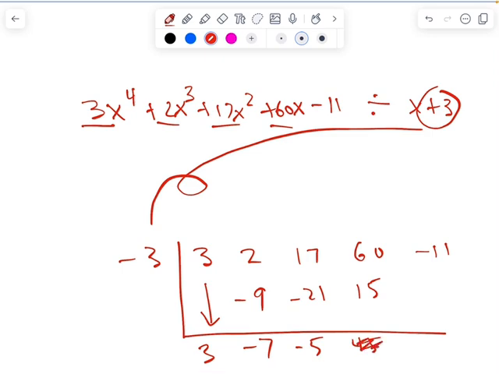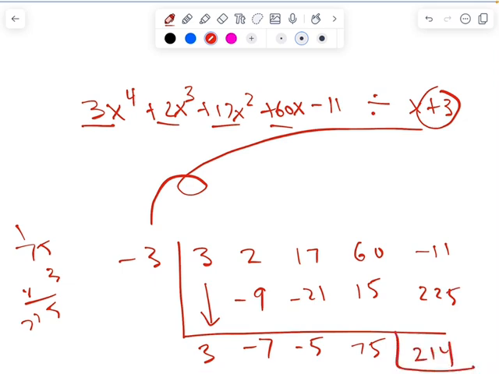Hang on. Now we multiply 75 times 3. What's 75 times 3? That's 225. And now we add, and that's going to be 214. And so we get that ugly remainder, and so we can say x plus 3 is definitely not going to be a factor. Let me just check my work to see if I did that right.